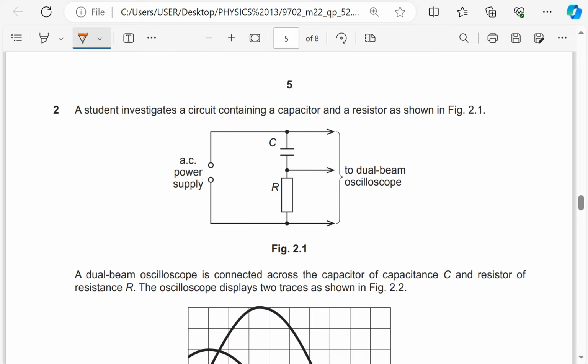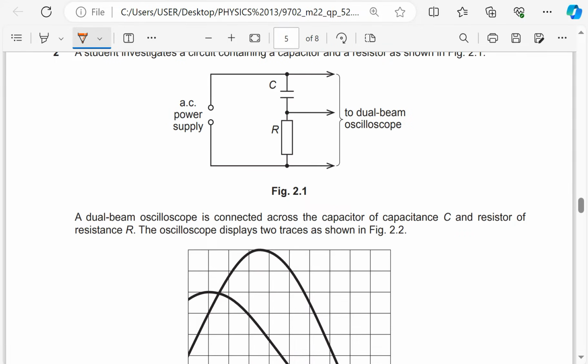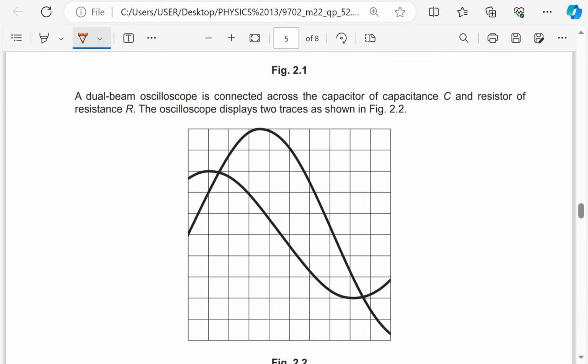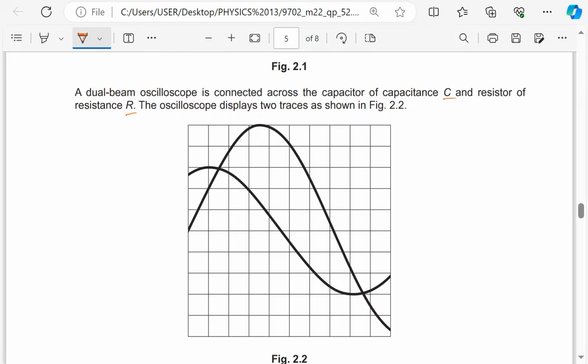A student investigates a circuit containing a capacitor and a resistor as shown in the figure. So we have a capacitor and resistor in series. A dual beam oscilloscope is connected across the capacitor of capacitance C and resistor of resistance R. The oscilloscope displays two traces as shown in the figure.